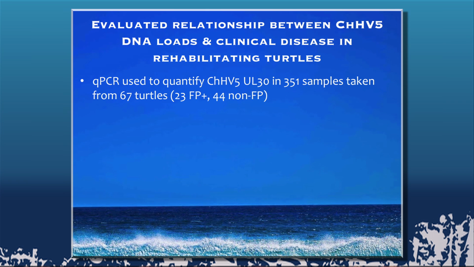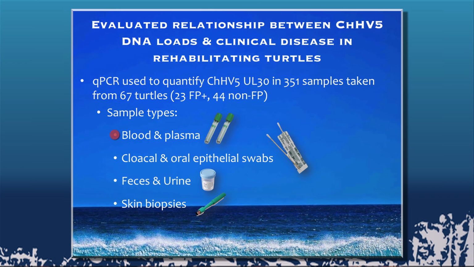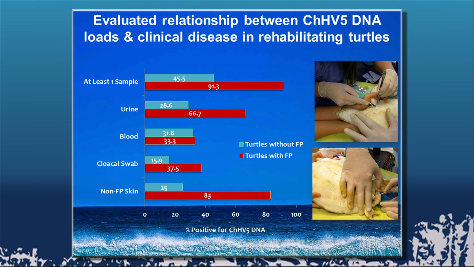So we looked at 351 samples taken from 67 turtles, 23 with FP tumors and 44 without FP tumors. We analyzed their blood, their plasma, cloacal and oral epithelial swabs, feces, urine, and skin biopsies. And this is the data that we got.